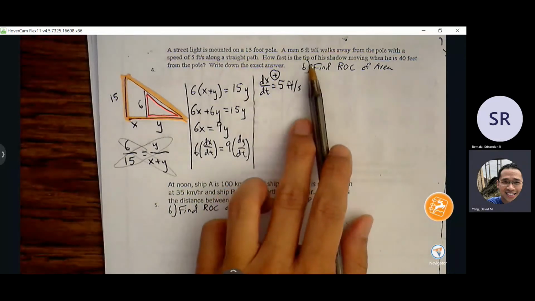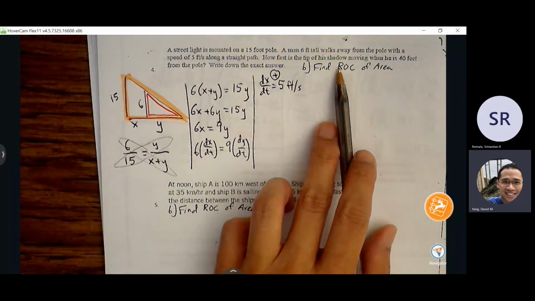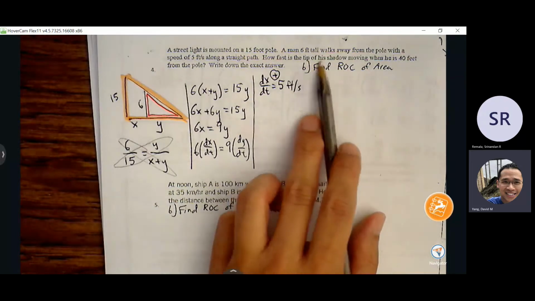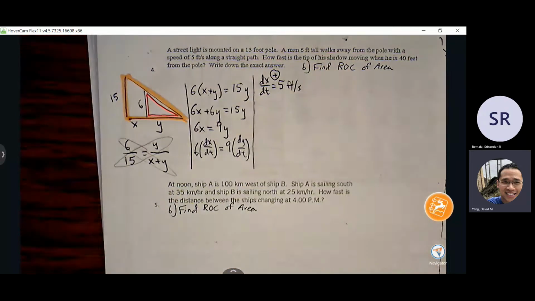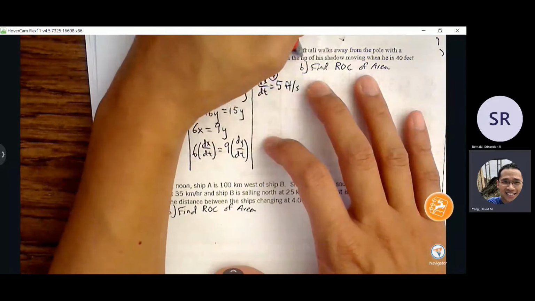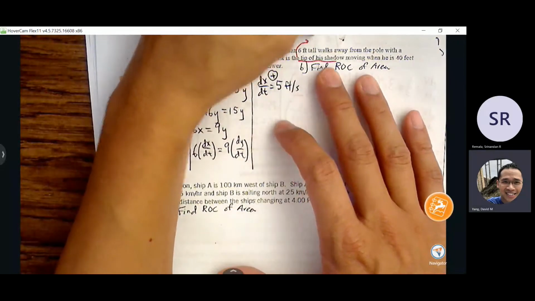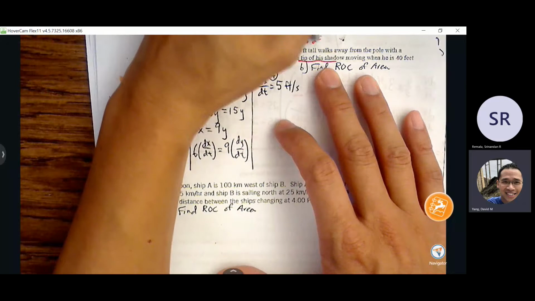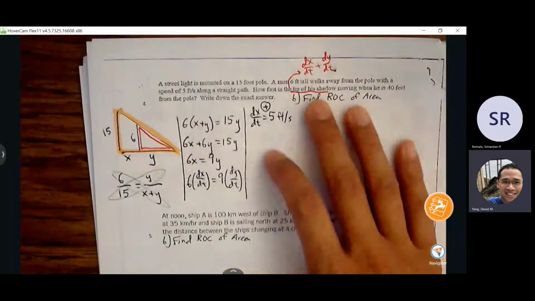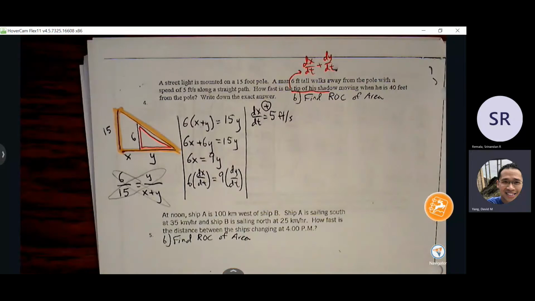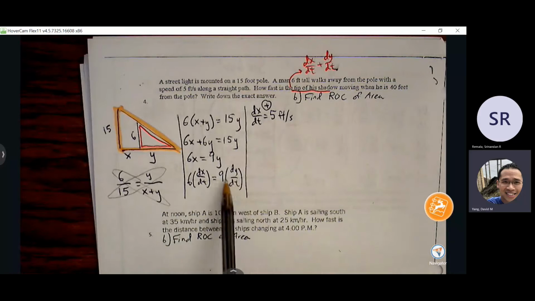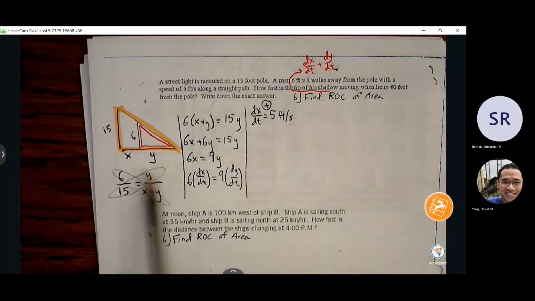How fast is the tip of the shadow moving when he is 40 feet from the pole? So tip of the shadow, there's a formula to this. It's dx/dt plus dy/dt. But before we can find the sum, we first have to find dy/dt. And dy/dt represents the rate of change of the length of the shadow.